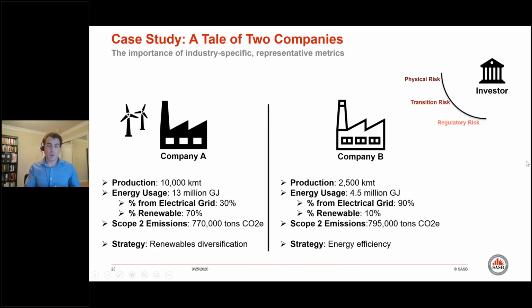And that's really the point of this thought experiment. For investors, this mix of information is critical. Each of the data points listed here is one piece of a puzzle that is needed for an investor to understand each company's exposure to climate risk, represented by its energy usage, and its strategy to manage and mitigate that risk.